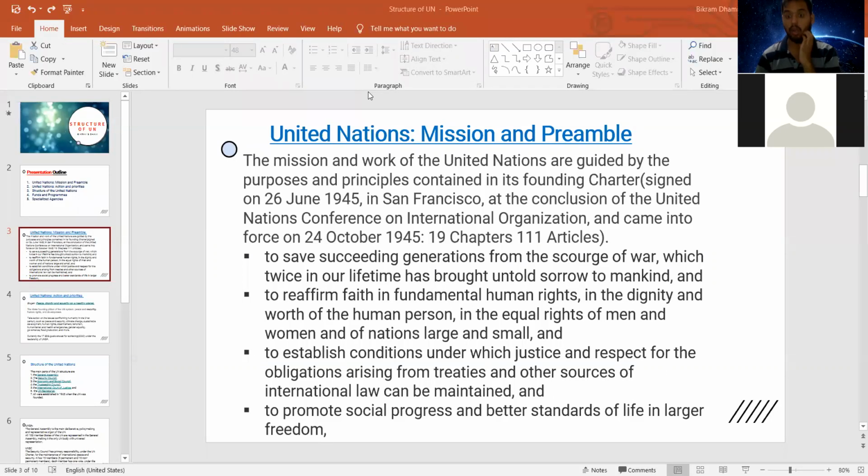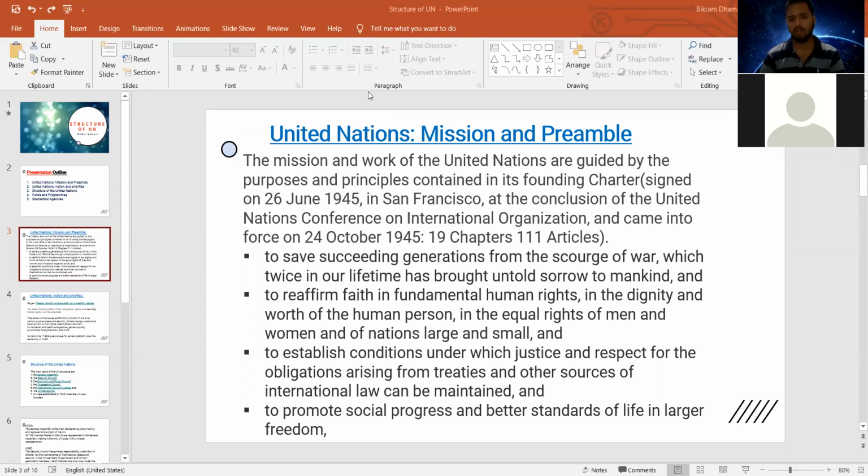So the third mission or purpose of building the United Nations was maintaining international justice by obligating the nations through treaties and other sources of international law, for making the international system peaceful and just.